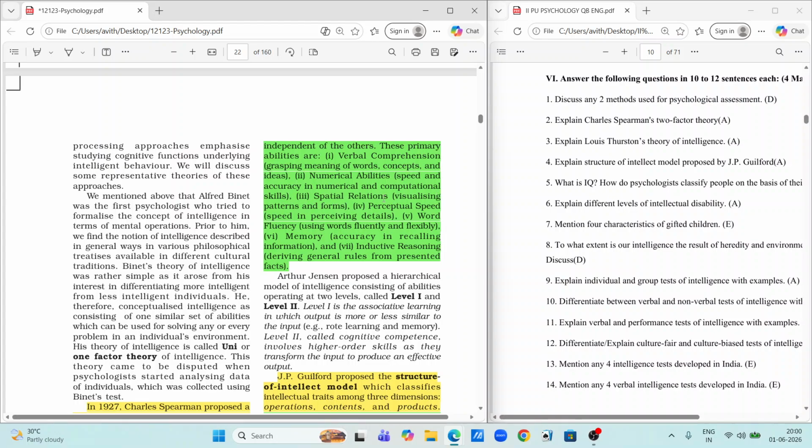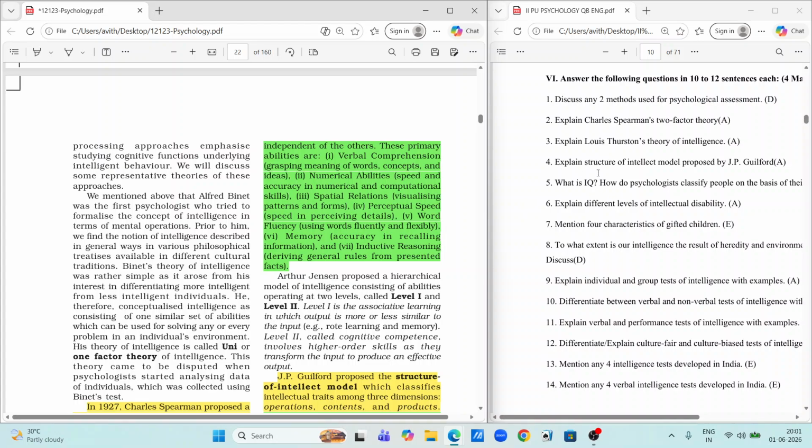Third one, spatial relations, which means visualizing patterns and forms. Fourth one, perceptual speed, speed in perceiving details. Fifth one, word fluency, which means using words fluently and flexibly. Sixth one, memory, accuracy in recalling information. And the last one is inductive reasoning, deriving general rules from presented facts. So that will be the answer for your third question, explain Louis Thurstone's theory of intelligence.